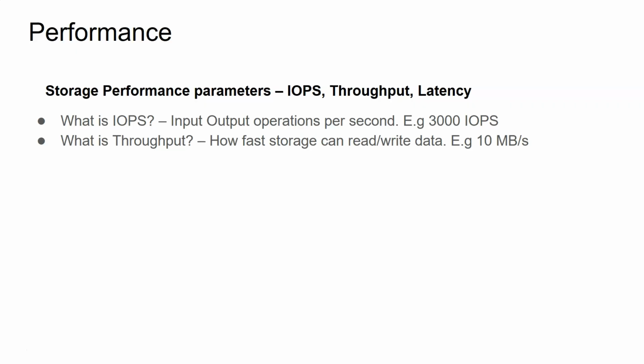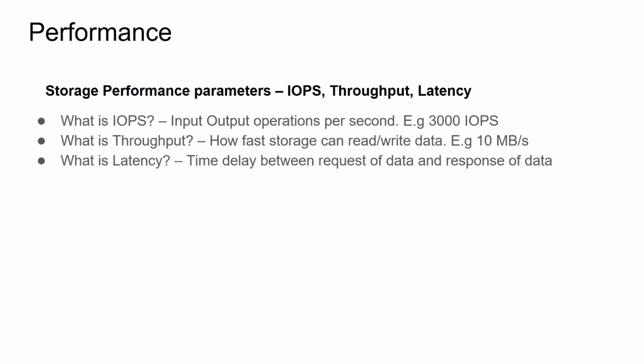For example, IOPS is 3000 and in one operation you can read, say, 1 KB of data. So your throughput will be 3000 into 1 KB, right? That is 3000 KBps. So that defines the throughput. And the latency is the time delay between the request of the data and the response of the data. Now that would also depend on where your storage is, where your compute is, how the network looks, and what underlying protocol you use to access the data. So these three parameters define the performance of your storage, right?